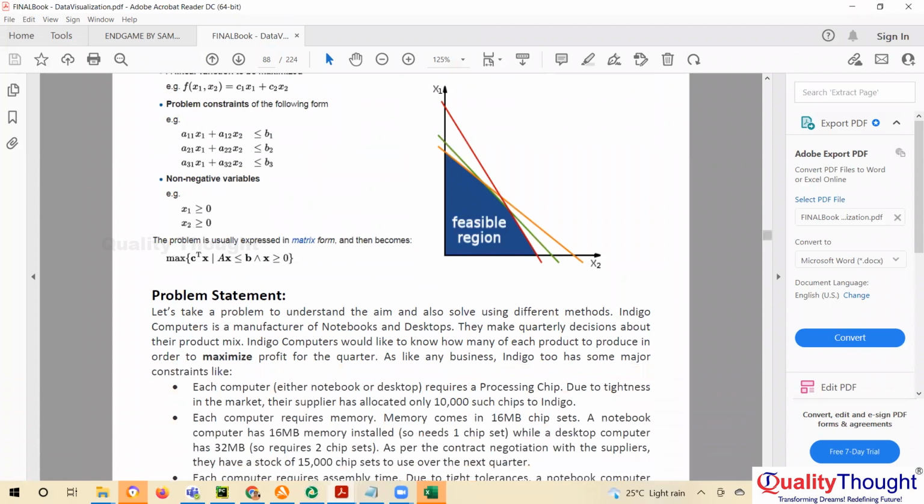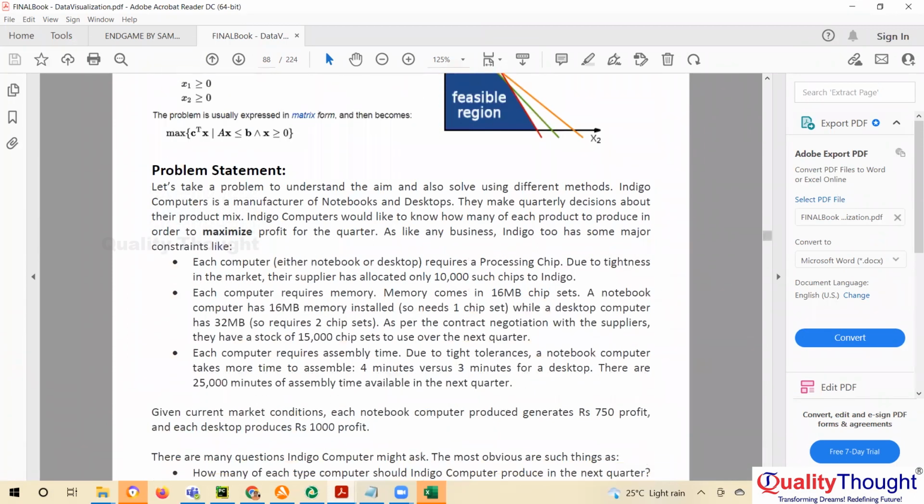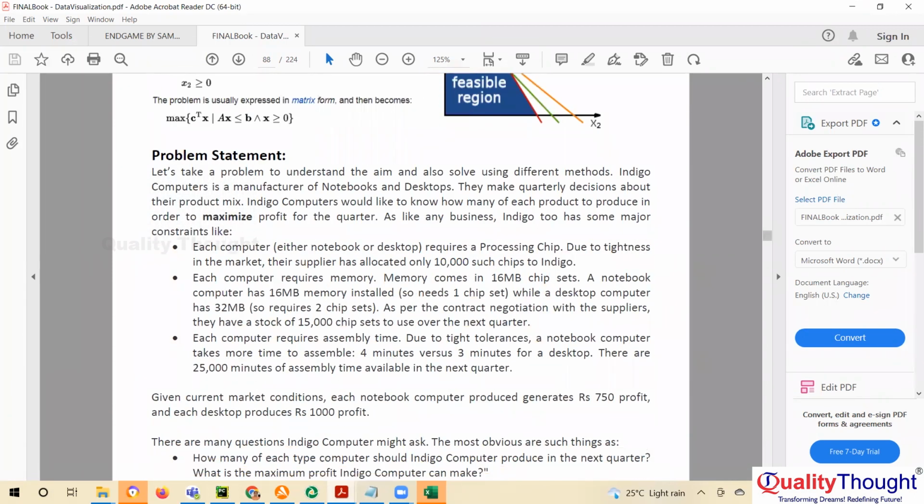Okay, so this is the problem statement. Let's say it talks about how, in order to maximize profit for the quarter, you're looking to maximize profit for the quarter. So this is a computer making company. They make the notebook and desktop.